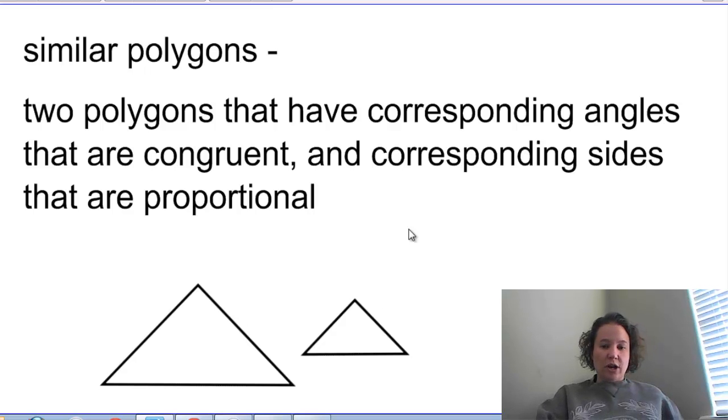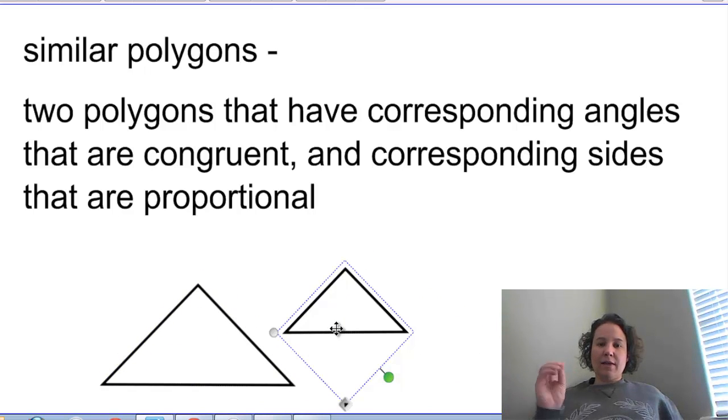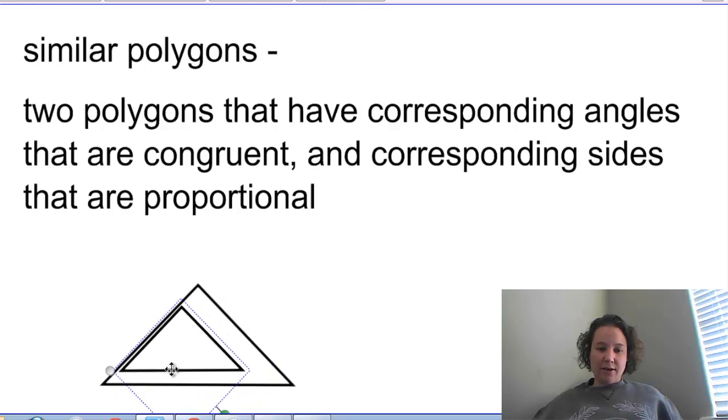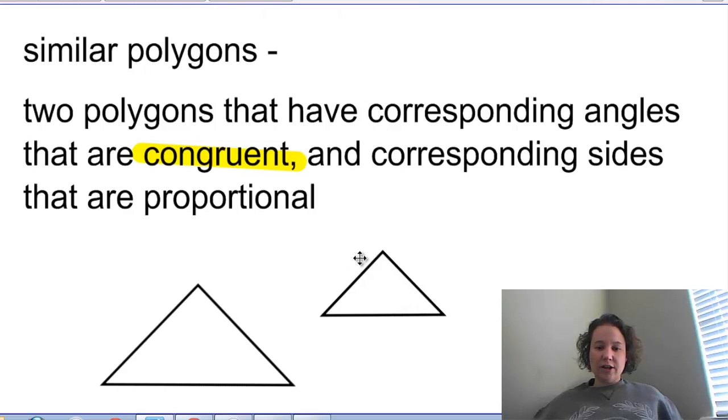So I have these 2 triangles down here, and you can see that if I took this triangle and I blew it up, I could make it be the exact same size and shape as that original triangle. So similar polygons are like if you enlarge or reduce a figure. It stays the same shape, but it's just a different size. Now these angles, if you look and I line up that angle, or that angle, or that angle, those are all the same size. So that's why we say that those angles are congruent. They're the same size. And you can see that I have these 2 triangles facing the same way.